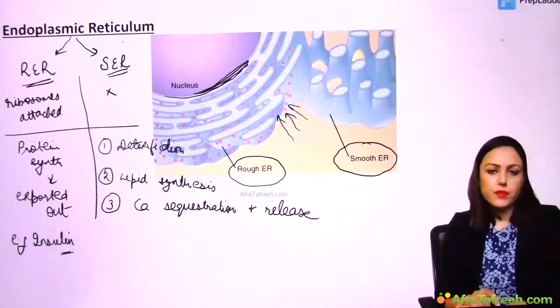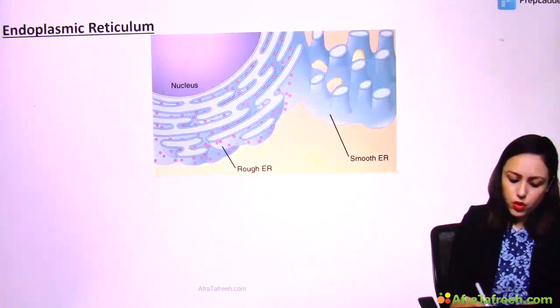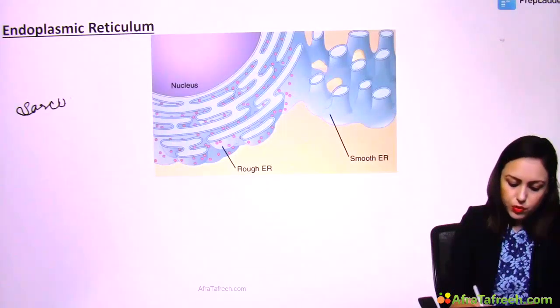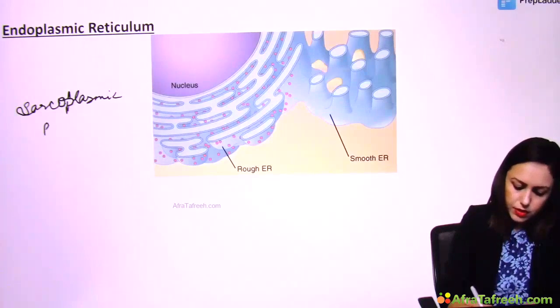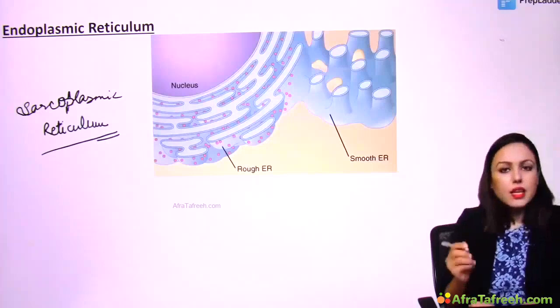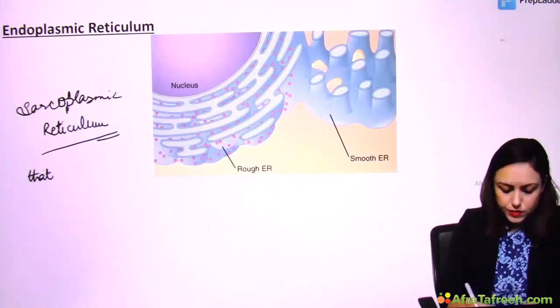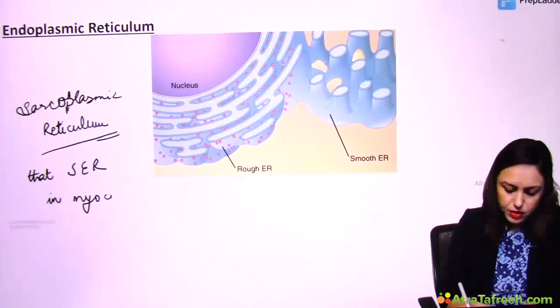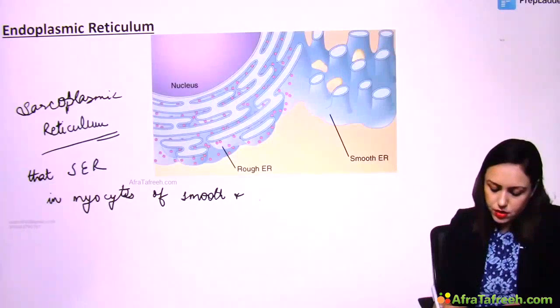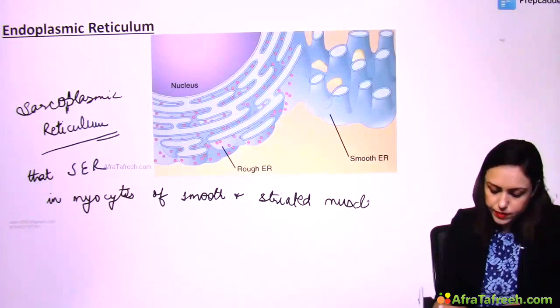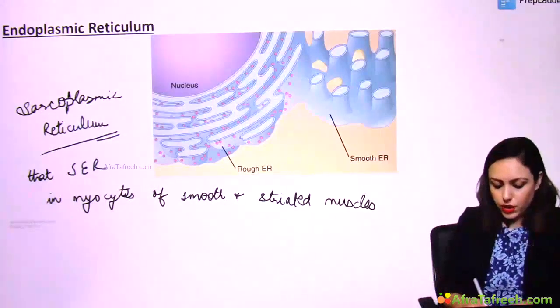and release. Right, now there's a term called sarcoplasmic reticulum. It is that smooth endoplasmic reticulum which is present in myocytes of smooth and striated muscles. Right?